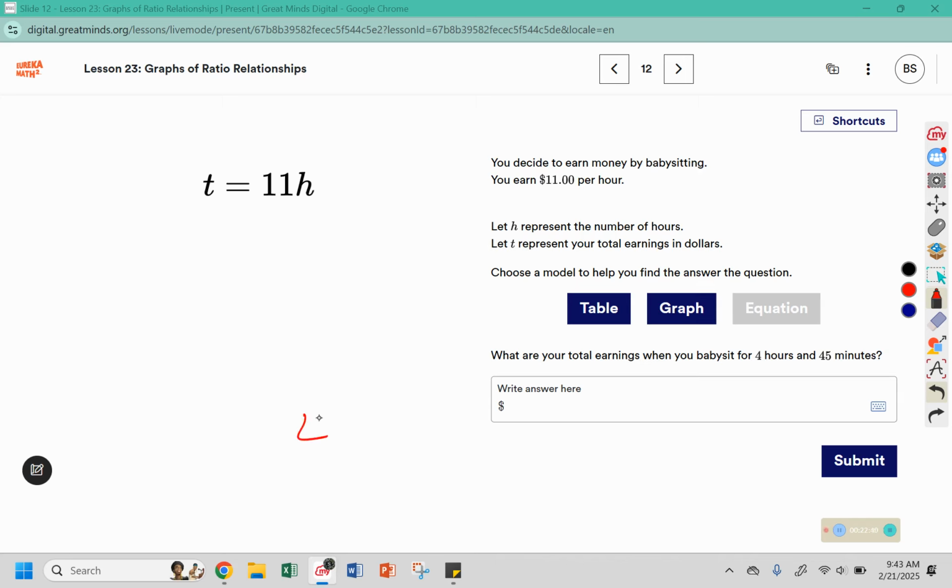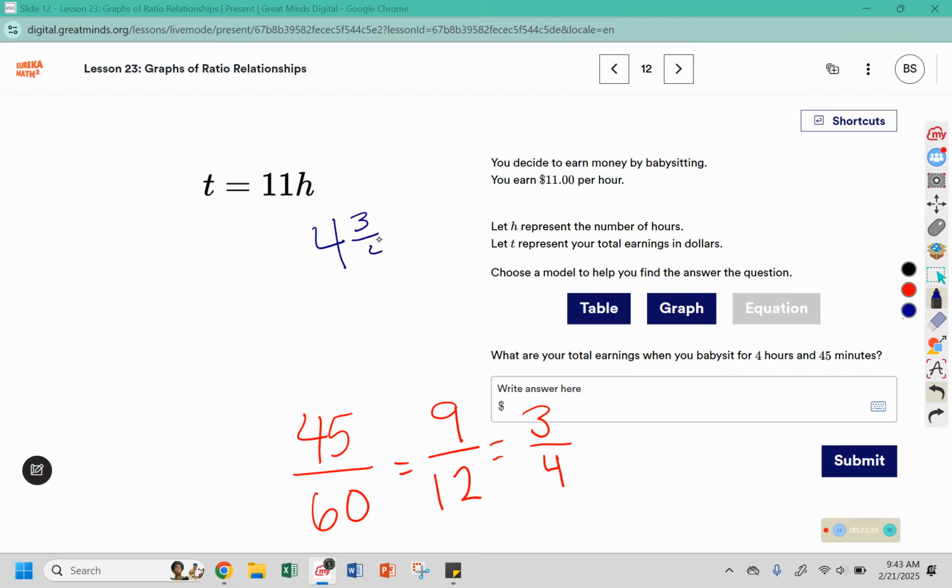45 minutes, there's 60 minutes in an hour. Let's reduce that fraction. I know 5 goes into both of those. 5 times 9 is 45. 5 times 12 is 60. But 9 and 12 have a 3 in common. 9 is 3 times 3, and 12 is 4 times 3. 3/4. Okay, so we know that we're going to work for 4 and 3/4 of an hour.